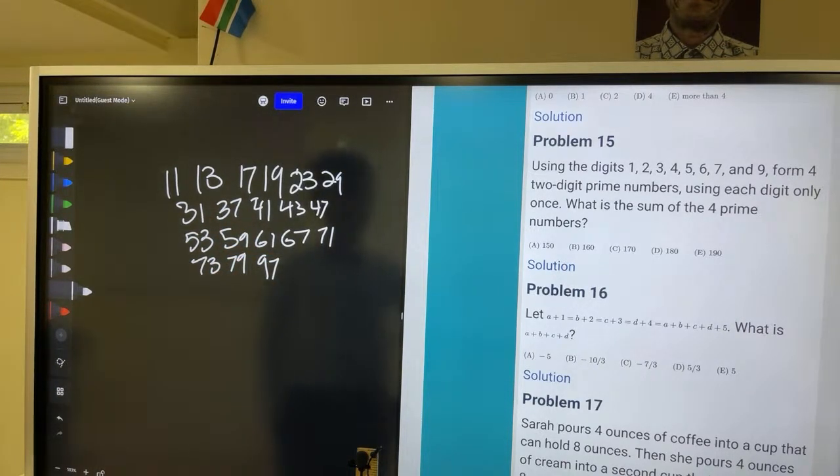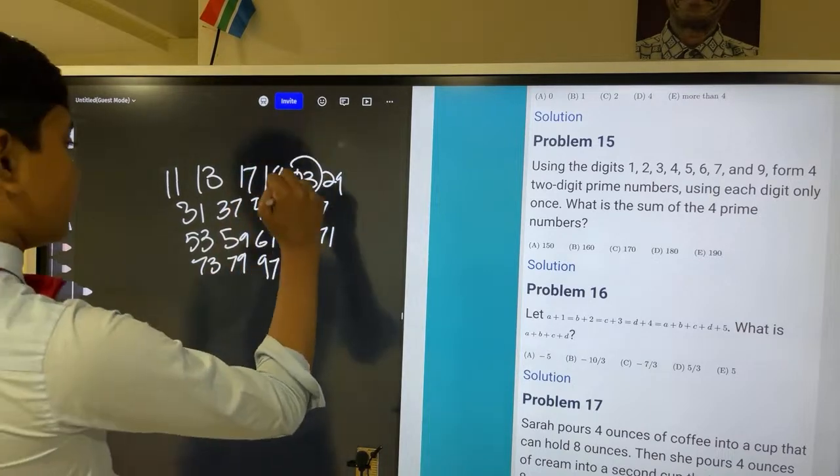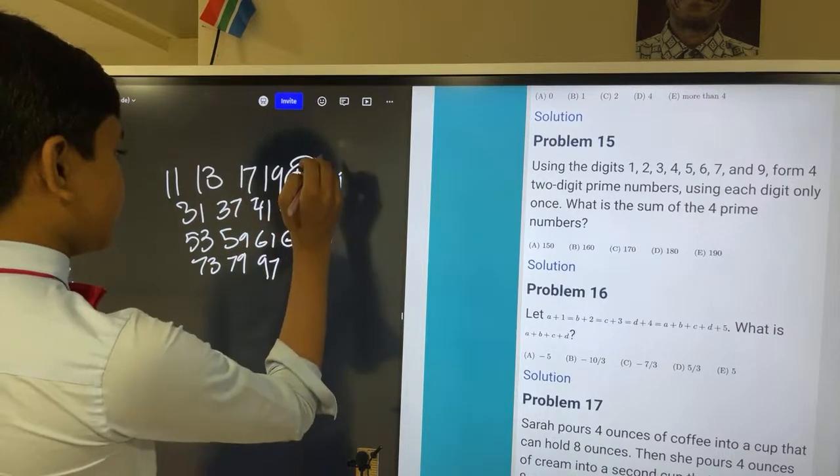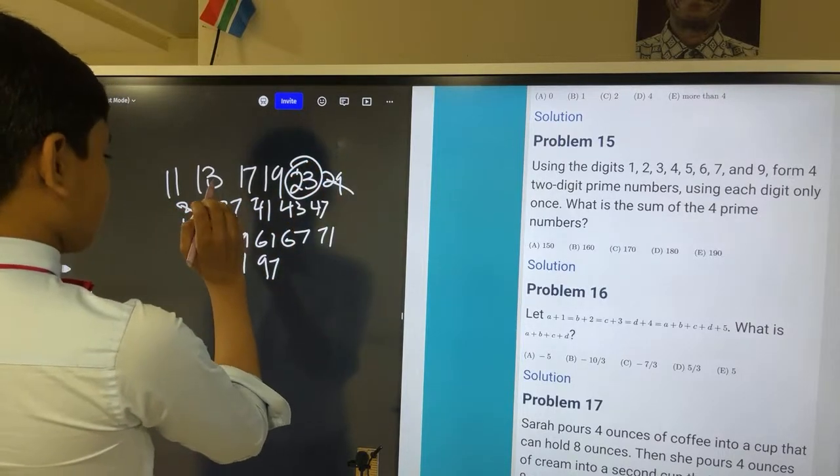Okay, that's it. So we're looking for some of them that use each digit only once. So for example, take 23, then we can't use anything with a 2 or 3.